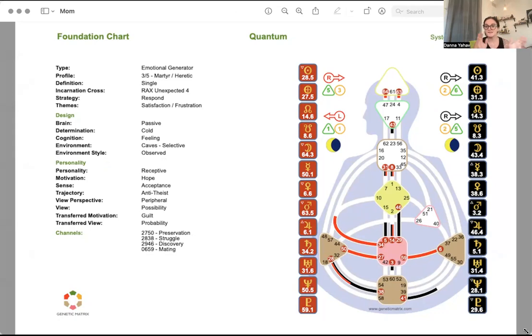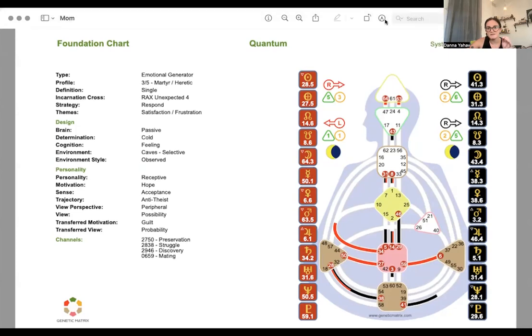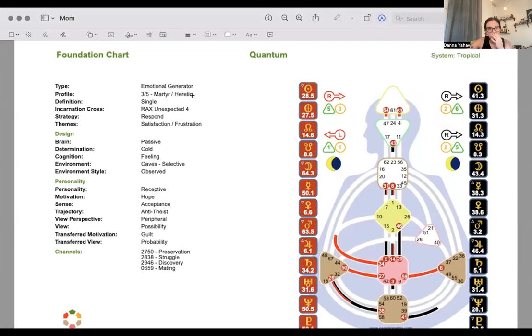So let's say this is my mom's chart, okay? And I want to do some shadow mapping. So instead of looking at her chart combined with my chart, I'm going to take her chart alone and I'm going to make some notes on it. Do I know how to actually do that? I believe I do. Okay. So we're going to take some actual notes as if I was about to do a reading for this person.